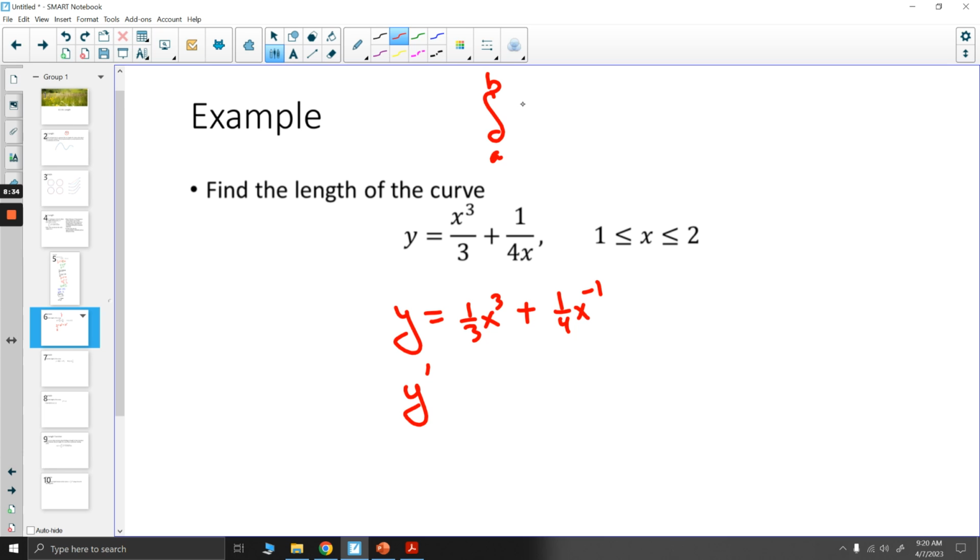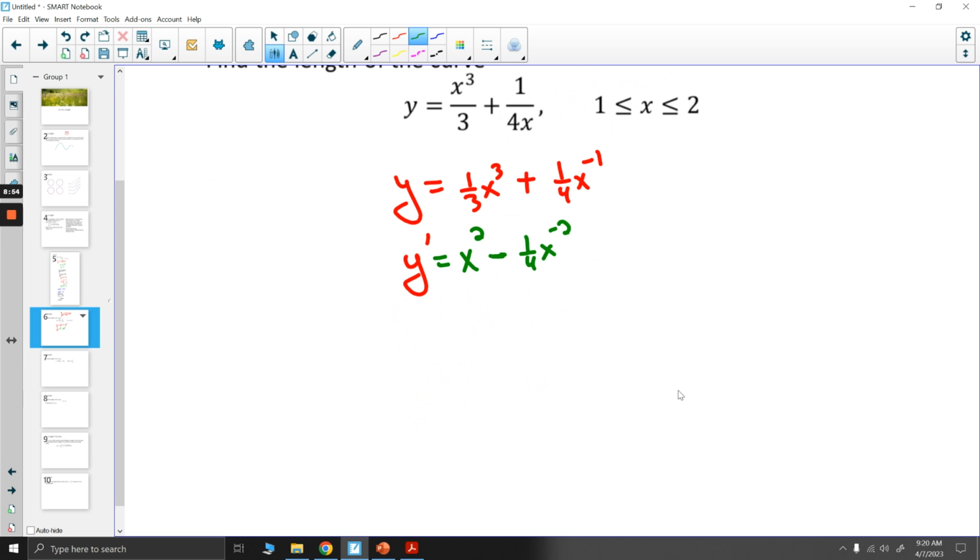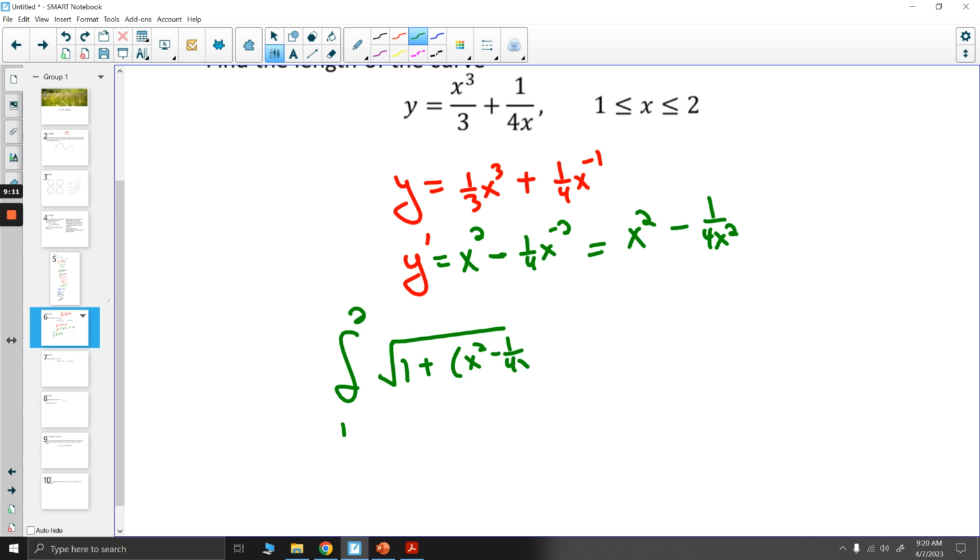Again, it's the integral from a to b of square root 1 plus y prime squared dx. Okay, so our y prime here is going to be, 3 times 1/3 is gone, so it's just x squared minus 1/4 x to the -2. Which we can also write as x squared minus 1 over 4x squared, whichever one we prefer. Okay, so it's the integral from 1 to 2 of the square root of 1 plus x squared minus 1 over 4x squared, squared.